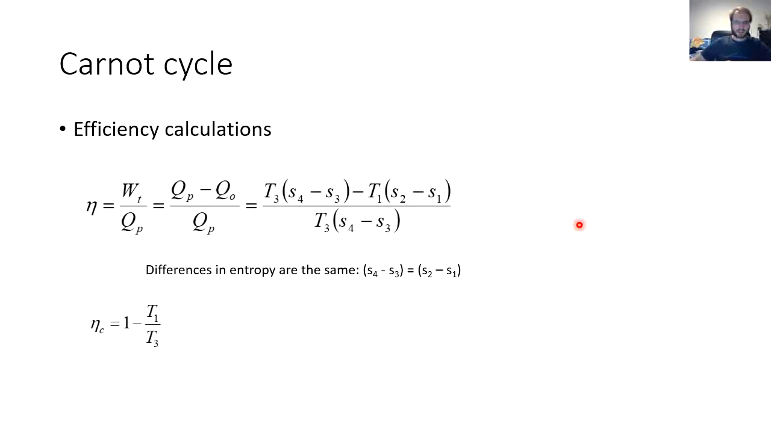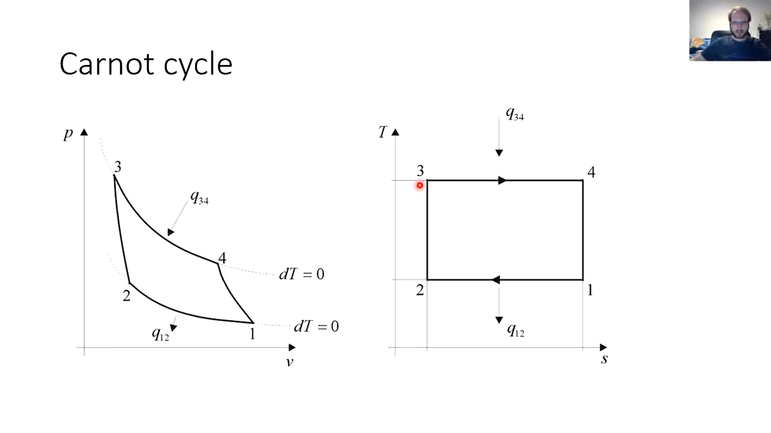Now let's have a look at calculation of the efficiency. Always, efficiency of the cycle is the net work divided by the heat input. From the energy balance, which we have seen for example in the last tutorial, the work output needs to be the difference between heat input and heat output, here QP and QO, and it's still divided by the heat input. Now, looking at the diagram, we have the heat input between points 3 and 4 and heat output between points 2 and 1.